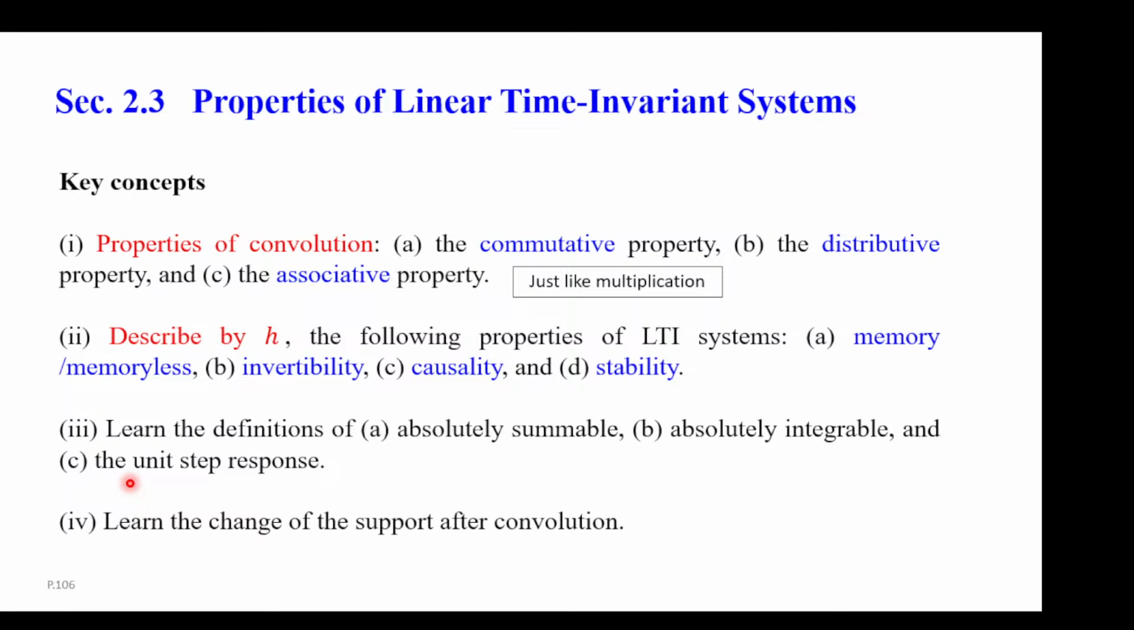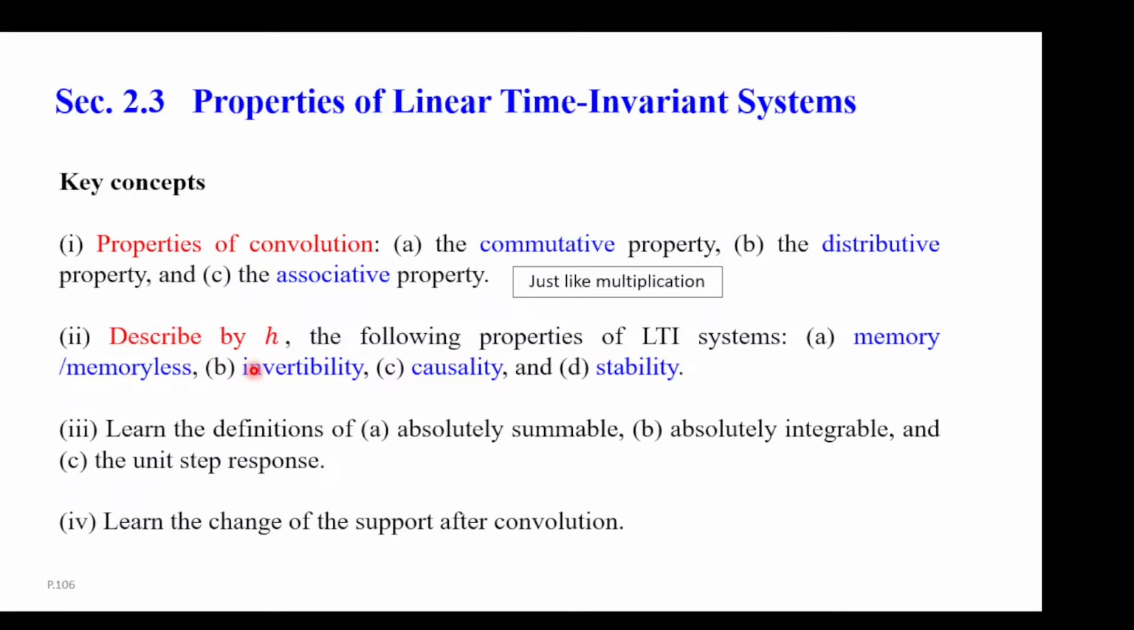So we now know the LTI systems are described by convolution with the unit impulse functions. Then there are some properties we want to talk about. First, we want to talk about properties of convolution itself. Turns out convolution is commutative, distributive and associative. So basically it just behaves like the multiplication of scalars. So that's really nice.